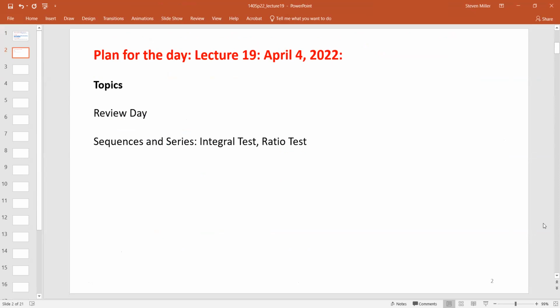So what I want to do is first use some of today to talk about whatever topics anybody has any questions about. Is there anything people want to review before we go on and start talking about sequences and series? Are there any topics from the semester so far that people want to discuss?